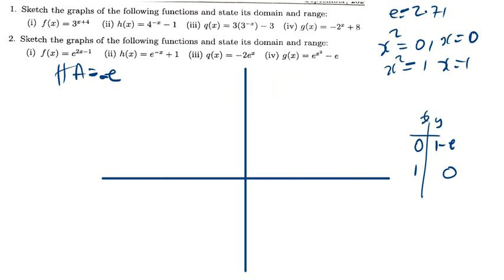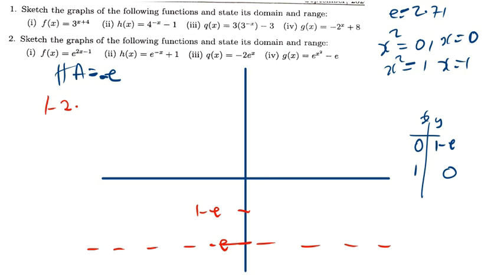The horizontal asymptote is negative e. Negative e is approximately negative 2.7, like we have said. E is 2.7, so since it's negative, it's going to be approximately that. So I'll put it here, negative e, like that. Next, I'm going to have 0 comma 1 minus e. So 1 minus e is now, it's more like we're saying 1 minus 2.7, which is negative 1 point something, which is going to be here. Just put it here, 1 minus e.